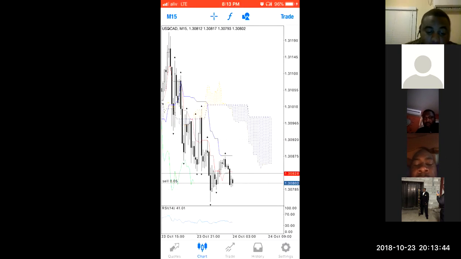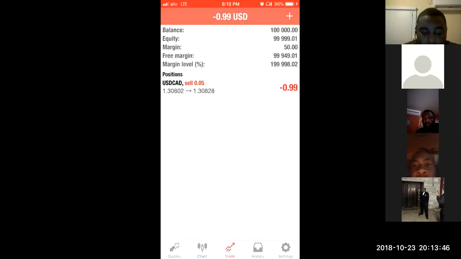All right, so I sold it just now. I sold the USD CAD. I go to the trade tab, to my open positions. I just touch the USD CAD. You see where the SL is? It's blank. I just have a dash there, as well as the TP.